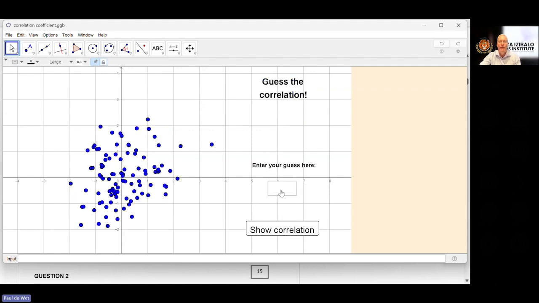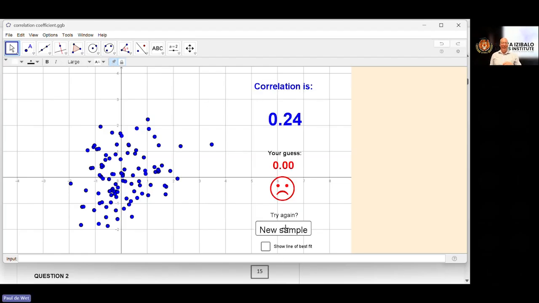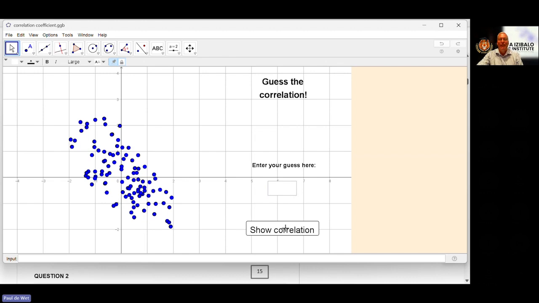Let's get this one. You're going for 0. I think maybe I'm going 0.2, but let's see. Okay, it's 0.24. All right, let's do one last one. Let's see what people say here.